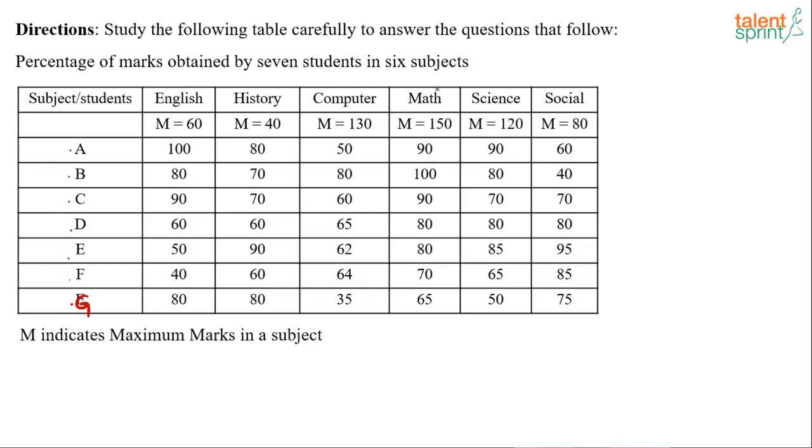The subjects are English, History, Computer, Math, Science, and Social. And these are all percentages. Remember, all these are percentages of marks. M indicates maximum marks. So maximum in English is 60. Maximum in History is 40.